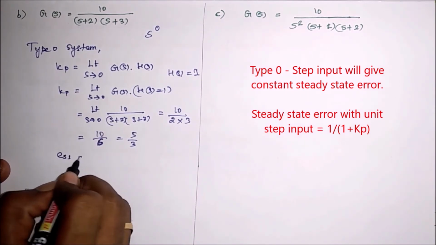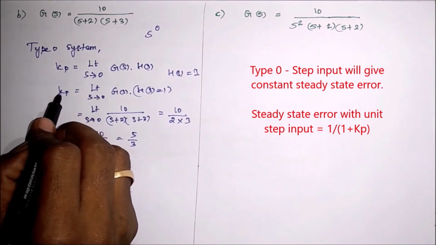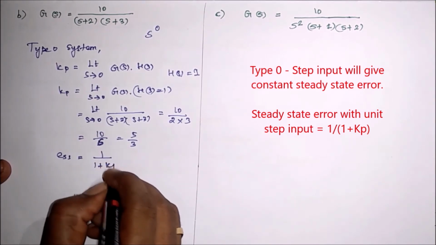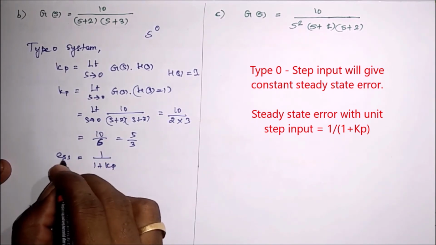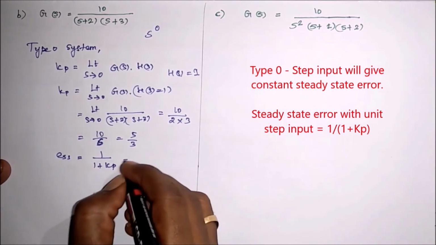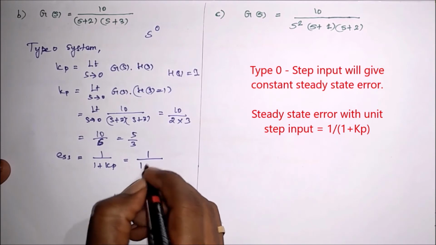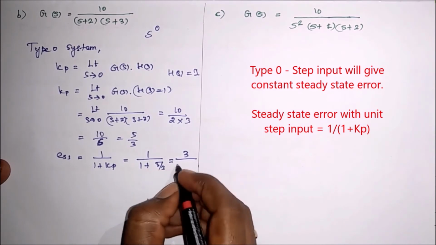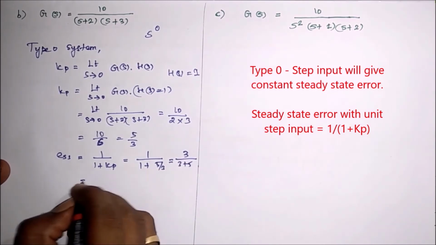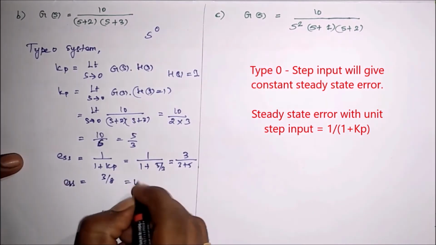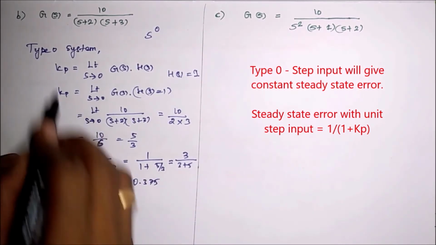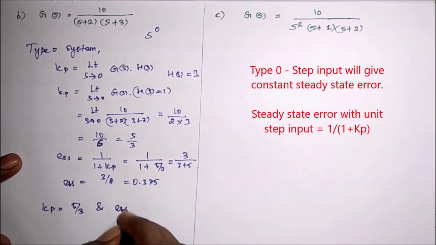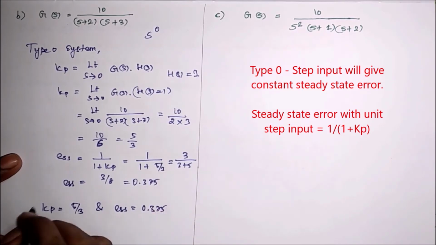So we know the steady state error equation. From the positional error constant, to calculate steady state error, the formula to be used is 1 by (1 plus Kp). Now we have to substitute the Kp value here: 1 divided by (1 plus 5 divided by 3). After taking LCM, this will become 3 divided by (3 plus 5), so 3 divided by 8, and its value is equal to 0.375. So the required things are Kp equal to 5 divided by 3 and steady state error equal to 0.375.